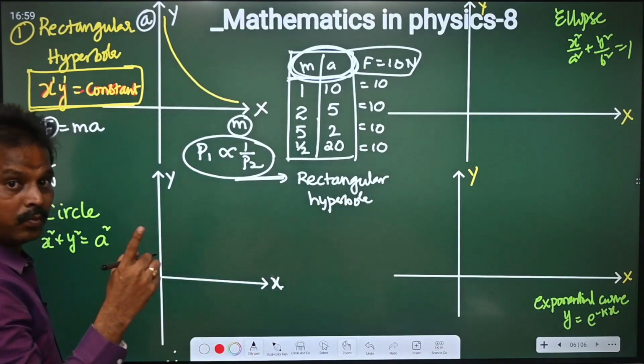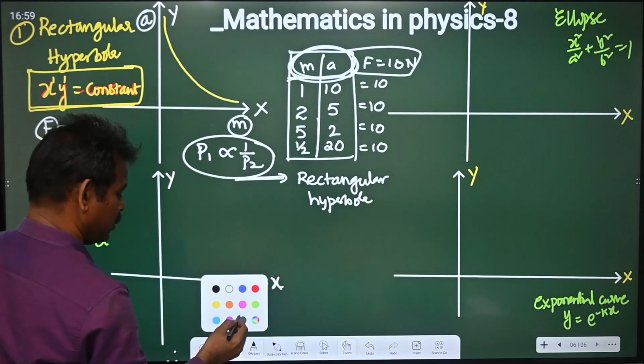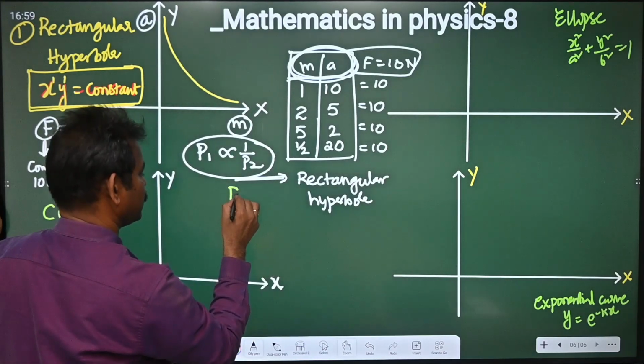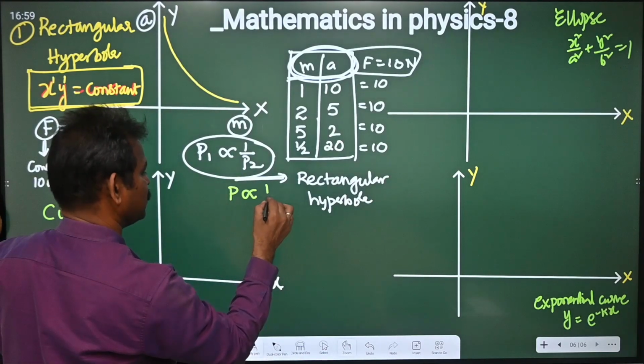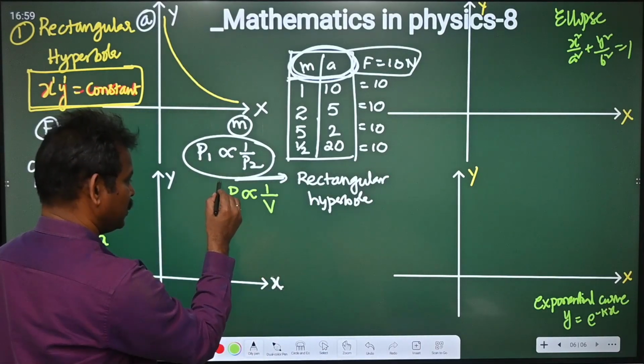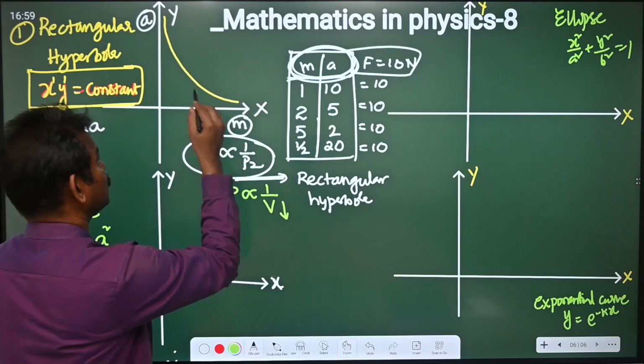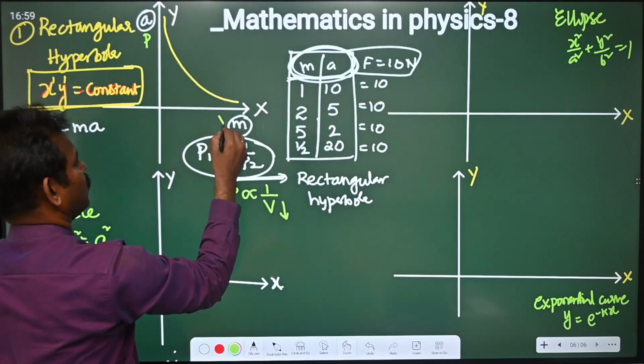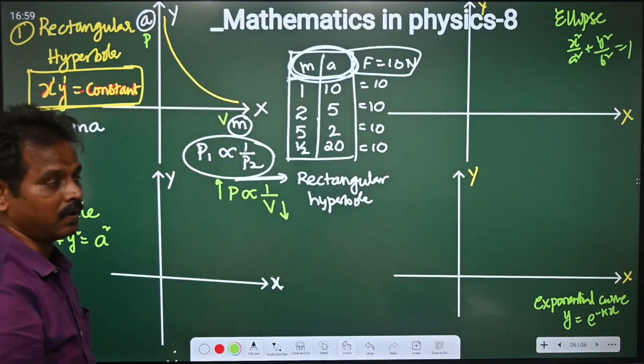In Boyle's law also, you might have studied this in school standard. Pressure of a gas is inversely proportional to volume at constant temperature. So when the pressure increases, volume decreases. Suppose if you take pressure here, volume here, then also it is a rectangular hyperbola.